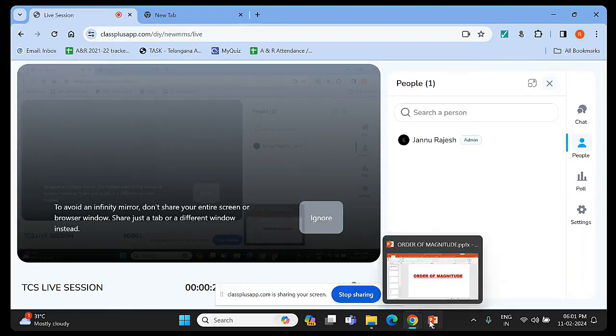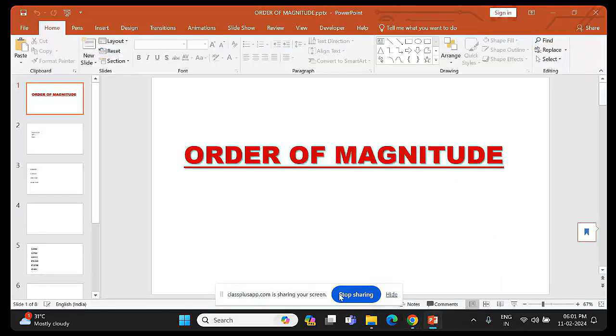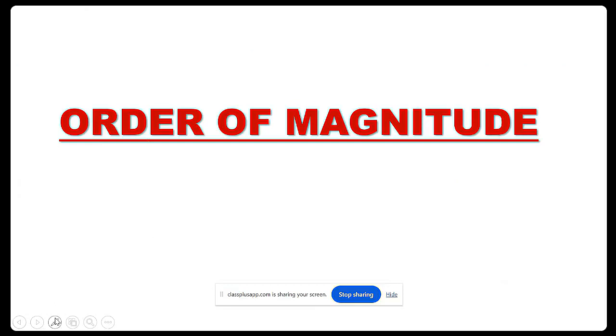In this session, I would like to explain a concept called order of magnitude, one of the important concepts in recent times. In many exams, at least two questions are going to be asked based on this order of magnitude. It is a pure maths concept. Order of magnitude, in simpler words, I will try to explain to you.